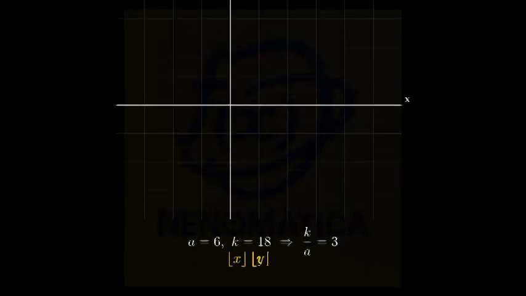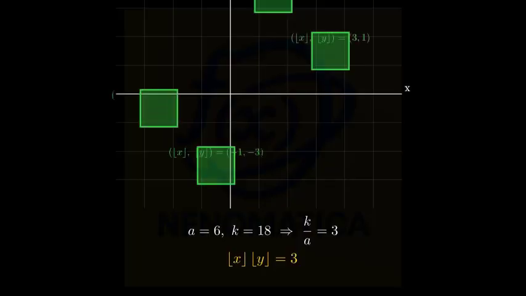Let us visualize case 3 with a concrete example. Suppose a equals 6 and k equals 18. Then k over a equals 3, which is an integer. The equation becomes floor of x times floor of y equals 3. The integer factor pairs of 3 are 1 and 3, 3 and 1, -1 and -3, and -3 and -1. Each factor pair corresponds to a 1 by 1 square of solutions on the plane, because floor of x and floor of y fix x into an interval and y into an interval.